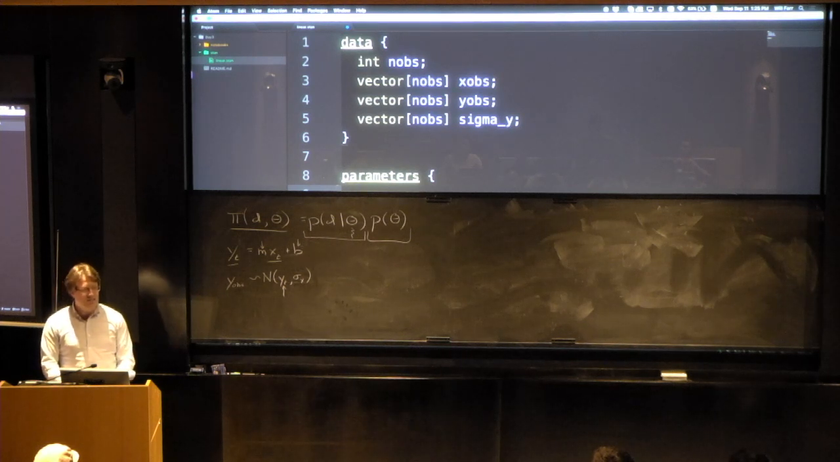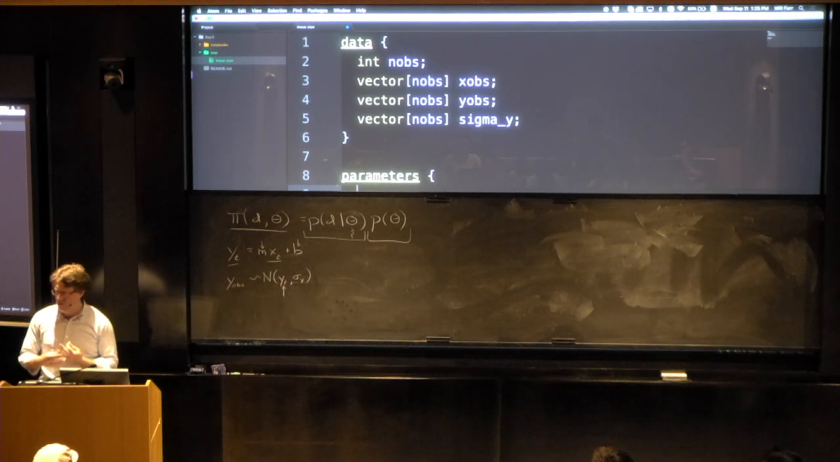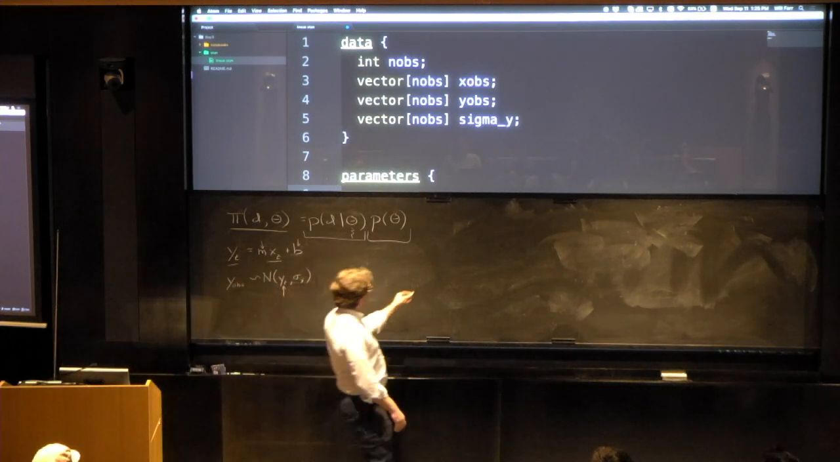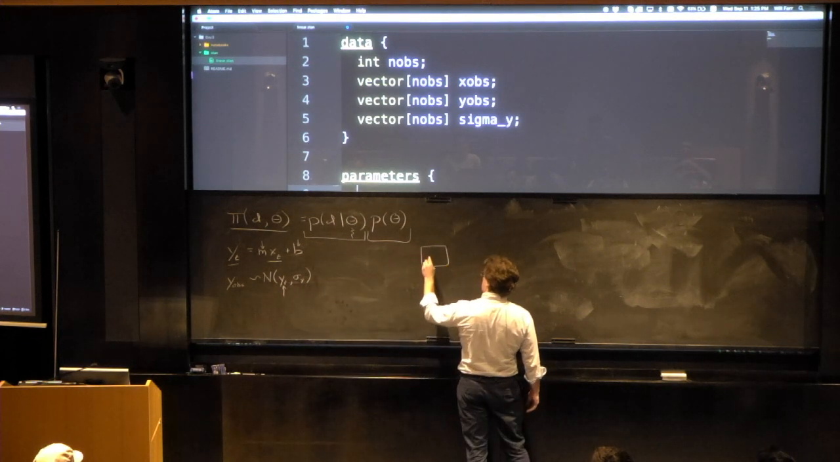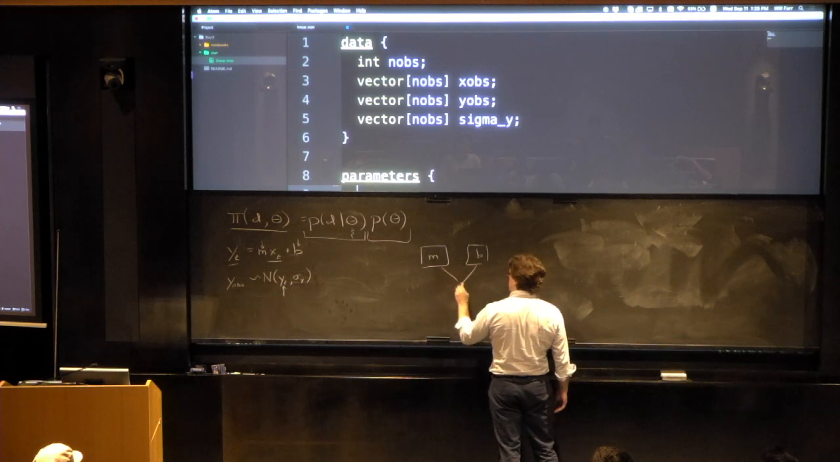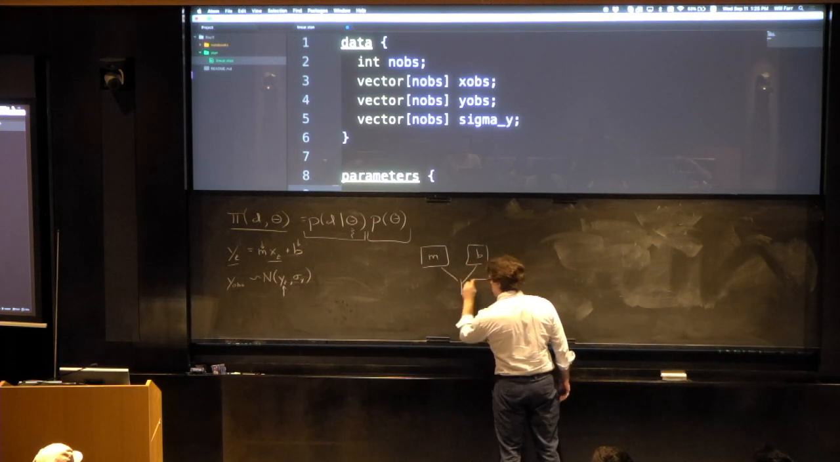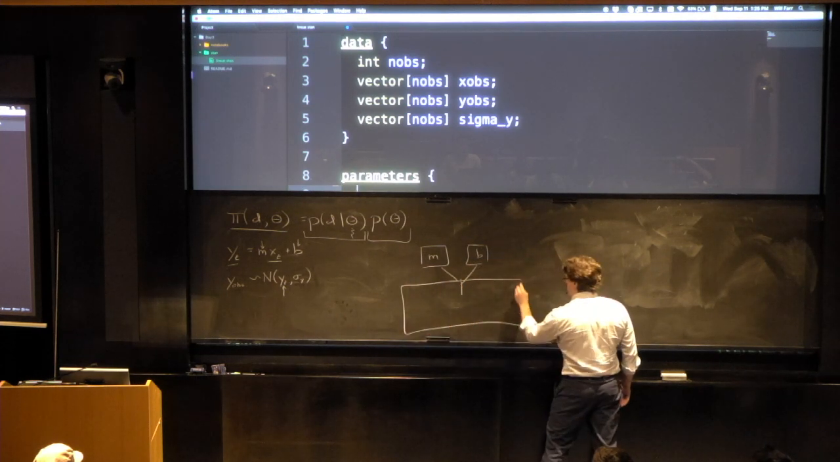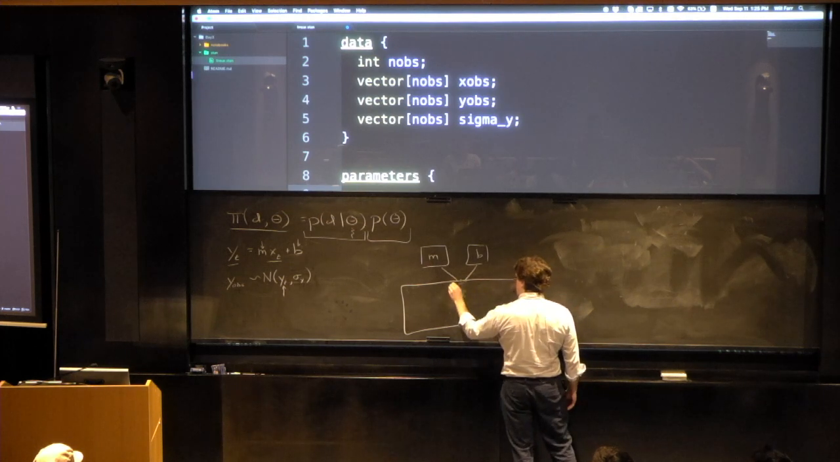If you were drawing this as a graphical model, you had graphical models yesterday? If you were drawing this as a graphical model, how do I want to do this?